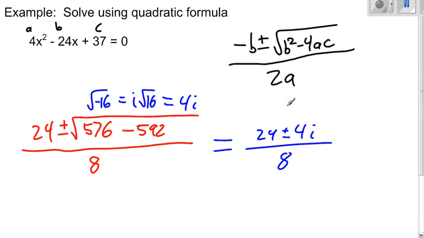And now, just like we did in the last example, we're going to split it up and reduce. 24 divided by 8 is 3, plus or minus 4 over 8 is 1/2 i.